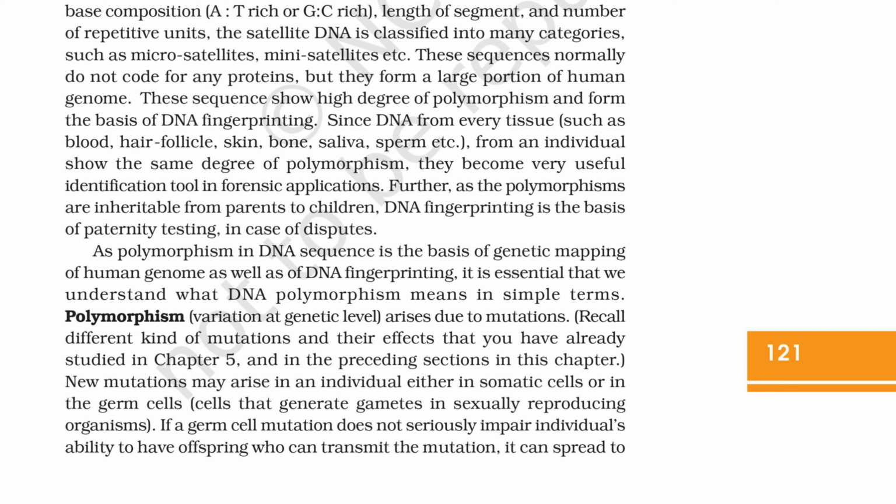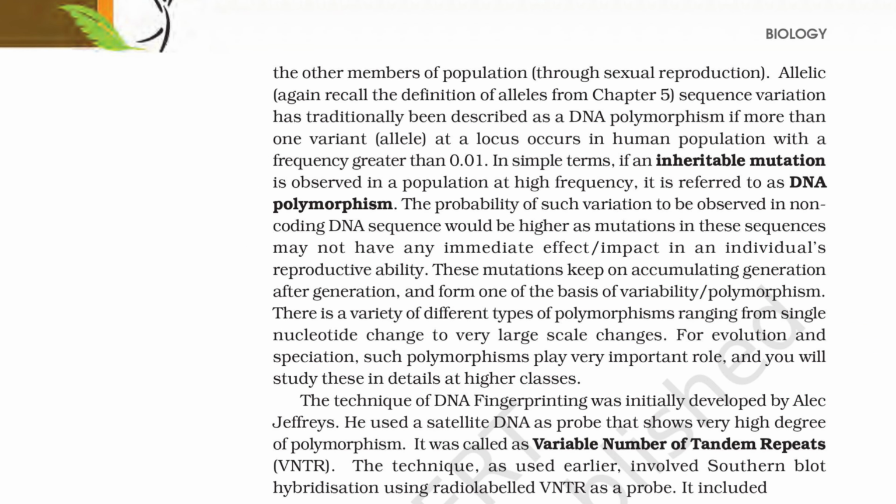Polymorphism, variation at the genetic level, arises due to mutations. Recall different kinds of mutations and their effects that you have already studied in Chapter 5, and in the preceding sections in this chapter. New mutations may arise in an individual either in somatic cells or in the germ cells, cells that generate gametes in sexually reproducing organisms. If a germ cell mutation does not seriously impair the individual's ability to have offspring who can transmit the mutation, it can spread to the other members of the population through sexual reproduction.